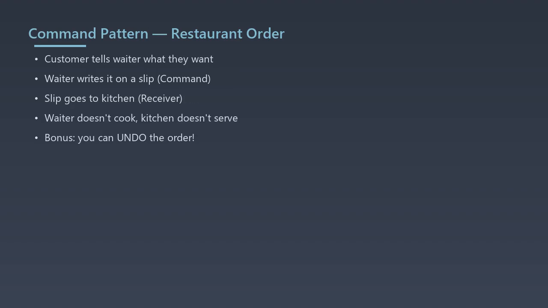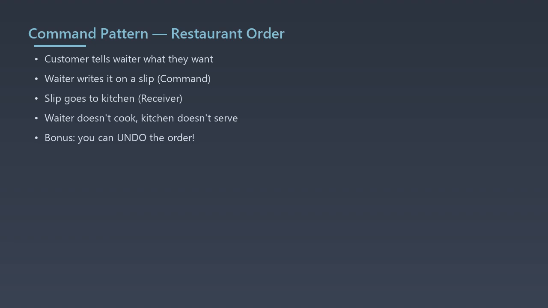Imagine a restaurant. You tell the waiter, I want a pizza. The waiter doesn't make it. He writes your order on a slip. That slip is the command. It goes to the kitchen. The kitchen is the receiver that actually does the work. The waiter is the invoker. He just passes commands along.